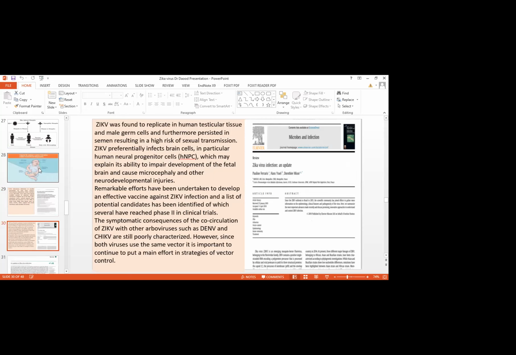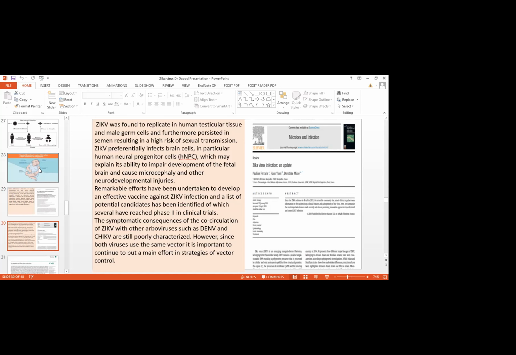Zika virus was found to replicate in human testicular tissue and male germ cells and furthermore persisted in semen, resulting in high risk of sexual transmission. Zika virus preferentially infects brain cells, particularly human neuroprogenitor cells, which may explain its ability to impair development of the fetal brain and cause microcephaly.